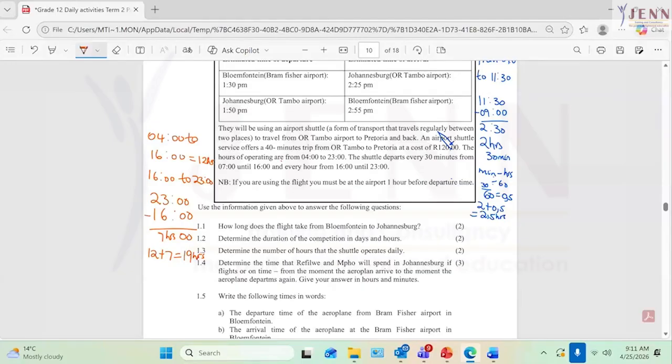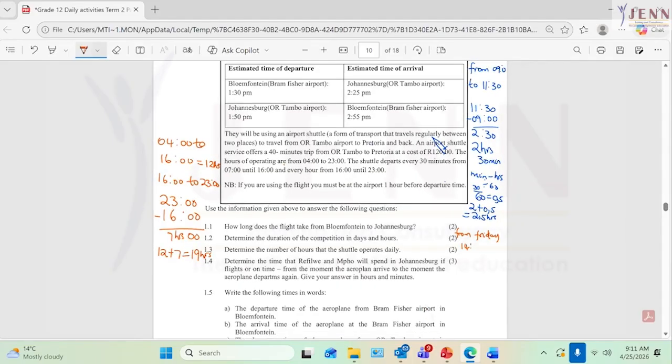So from Friday 14:25 to the following Friday 14:25 is 7 days.